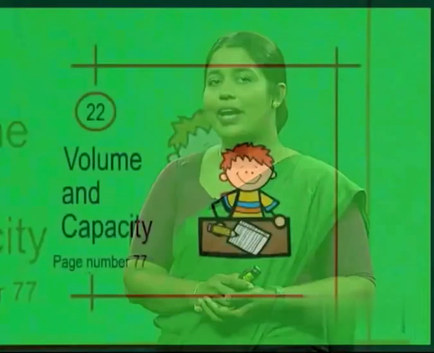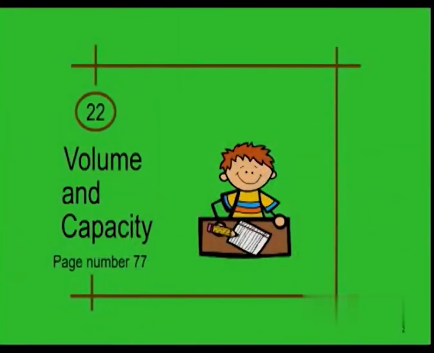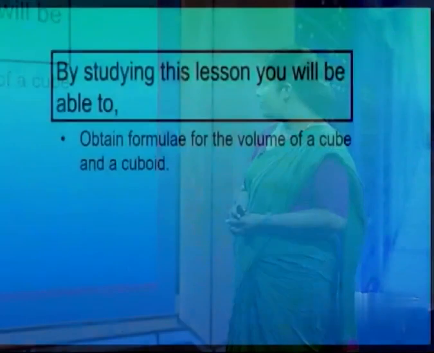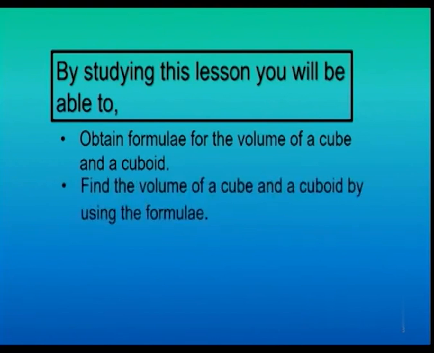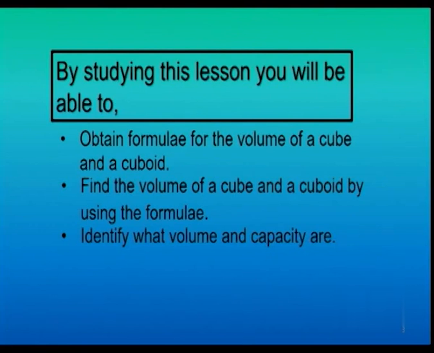What is the first lesson in the third term? Yes, lesson number 22, volume and capacity, page number 77. These are the objectives of the lesson. By studying this lesson, you will be able to obtain formulae for the volume of a cube and a cuboid, find the volume of a cube and a cuboid by using the formulae, identify what volume and capacity are. Finally, you will be able to estimate capacities.